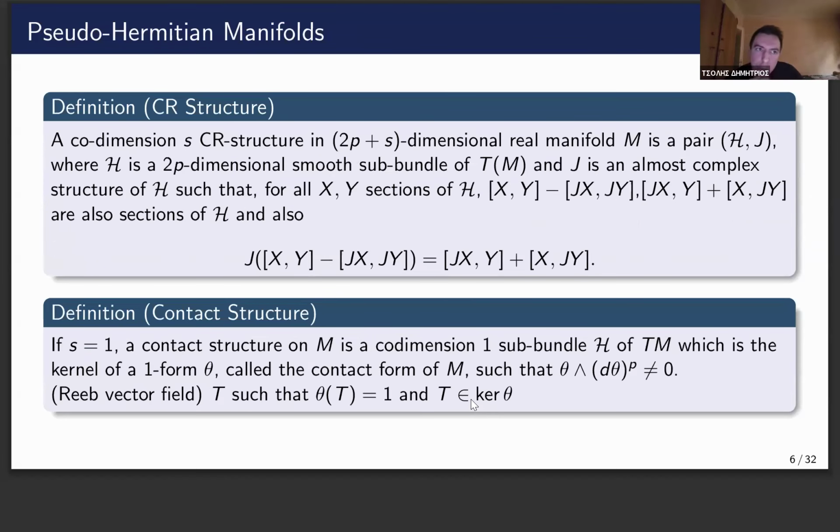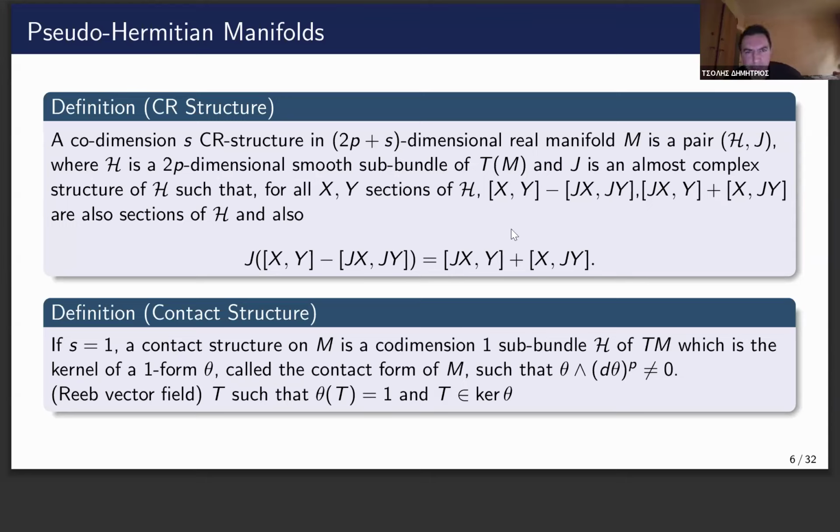Okay, now we introduce a twist. We will try to define a complex structure, but not on the entire tangent bundle, but only on a sub-bundle. So we'll define a codimension S CR structure as just a real manifold with a 2p dimensional smooth sub-bundle of the tangent bundle.